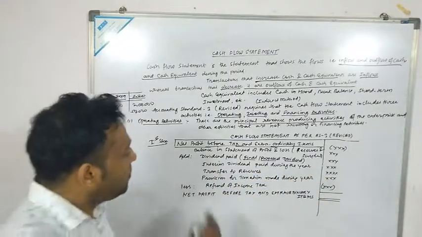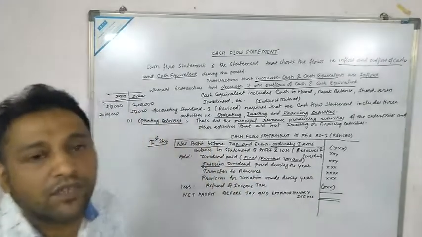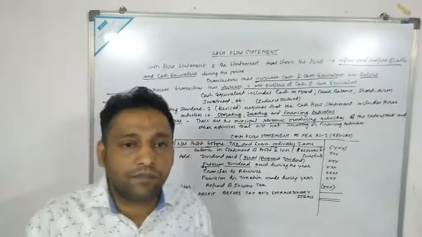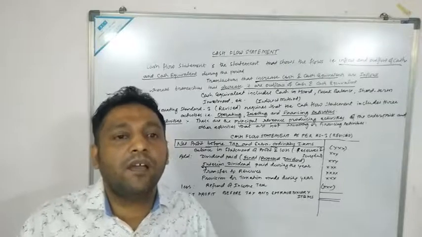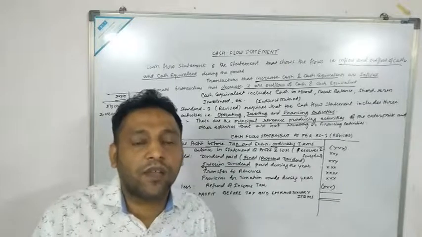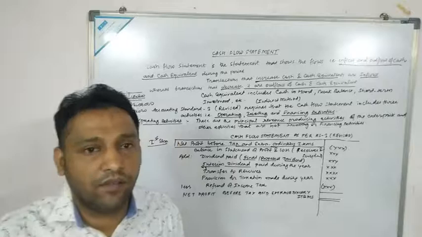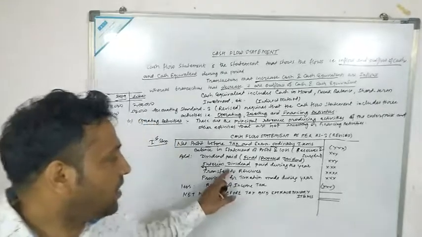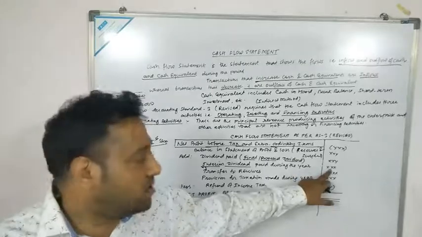Interim dividend, what do you mean by interim dividend? It is the dividend which is paid not at the end of the accounting year but during the accounting year. Suppose the company earns a lot of profit, so the company's board of directors decides to give an interim dividend. Okay, so that is known as interim dividend paid during the year. This item would also be added.